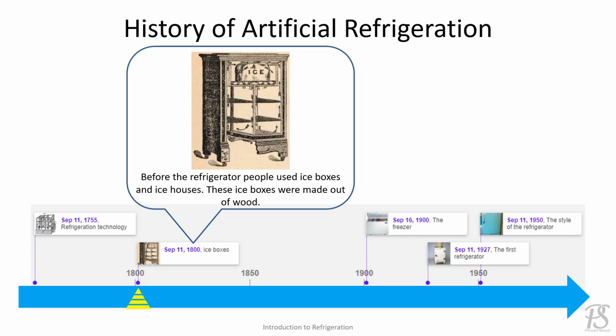Ice used to be kept at the top of the box, and low temperatures were produced in the box due to natural convection. A drip pan used to collect the water formed due to melting of ice. The box had to be replenished with fresh ice once all the ice melted.